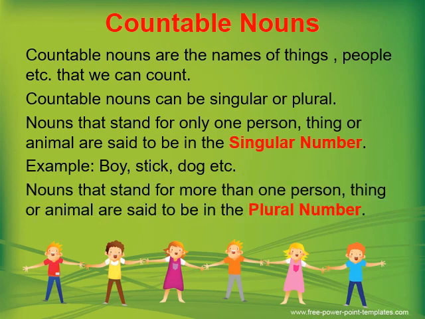Nouns that stand for more than one person, thing, or animal are said to be in the plural number. For example, boys, sticks, dogs, etc. So here, boys stands for more than one boy, sticks stands for more than one stick, and dogs stands for more than one dog. So I hope you have understood what a singular noun and a plural noun are.